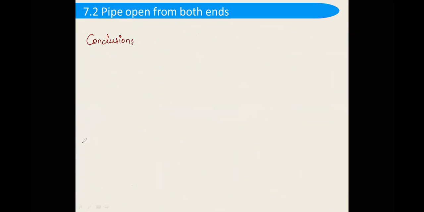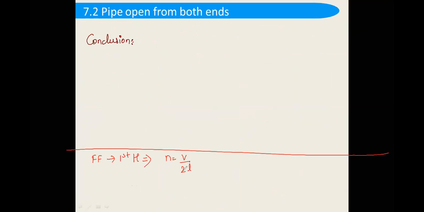So we will write the conclusion. What we understood in the derivation is that the fundamental frequency is called the first harmonic, and this is equal to N, which is equal to V divided by 2L. This is very important. For an open pipe, open from both ends, it is 2L. In the case of a closed pipe, it will be V divided by 4L. The second harmonic is represented by 2N, which is equal to N1, and this is called the first overtone.